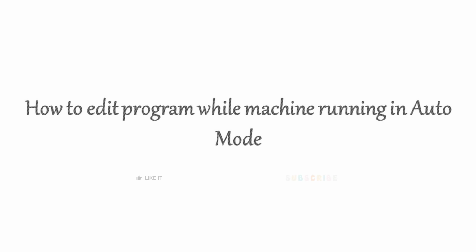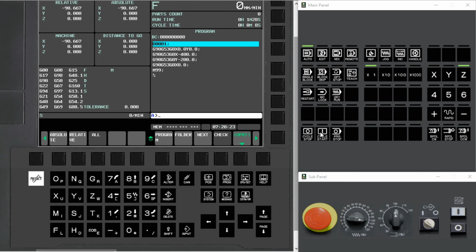In this video we will see how to edit a program while the machine is running. Start running the machine by pressing cycle start in auto mode. Now the machine is running in auto mode.